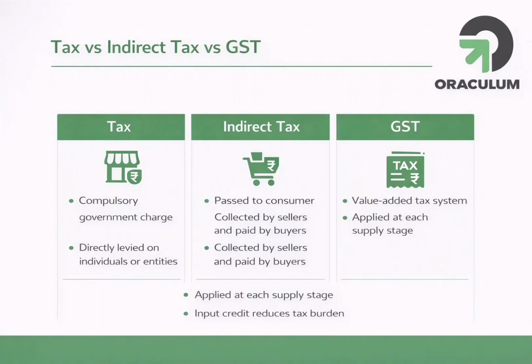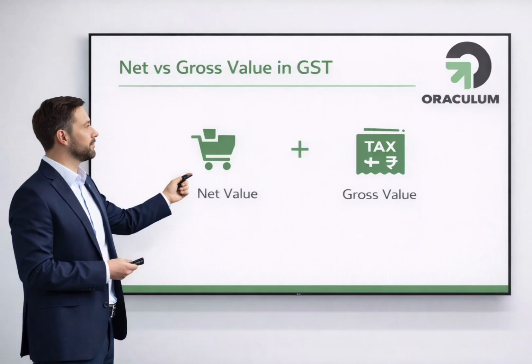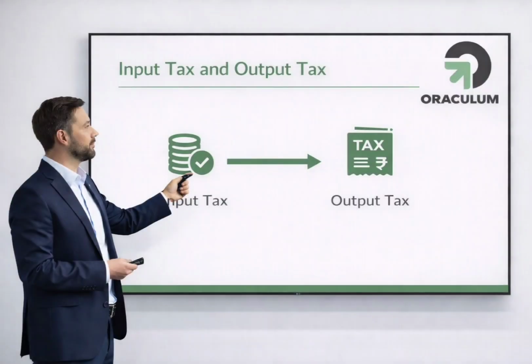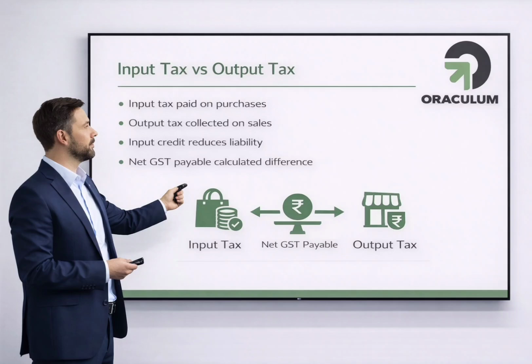Example of GST treatment in a transaction with net and gross values. A manufacturer sells goods for a net value of 100. GST at 10% adds 10, making the gross value 110. When sold further at 150, GST of 15 is added, making 165. The wholesaler pays only the difference after input credit. Net value, excluding GST. Gross value, including GST. Output tax, GST on sales. Input tax credit, GST on purchases. Net tax payable, output minus input tax.